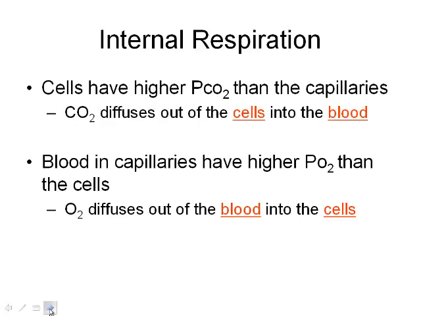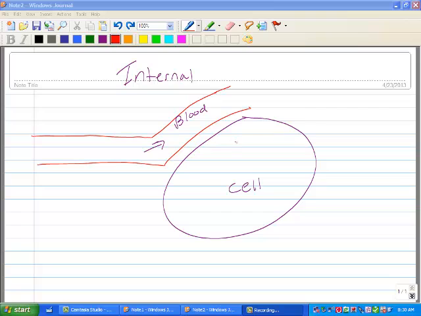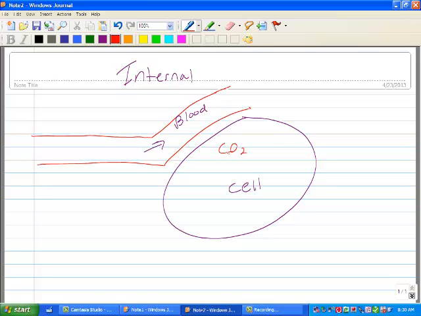And then internal respiration's scenarios are: if the cells have a higher CO2 than the capillaries, the CO2 is going to diffuse out of the cells and into the blood. And here's a picture of our cell and blood system. So CO2 is going to be produced because of cellular respiration, and it's going to want to leave. But since the partial pressure of CO2 is high in the cell, and in the blood it's going to be low because it's already been transported out, that allows our CO2 to diffuse across this membrane from the cell into our blood.